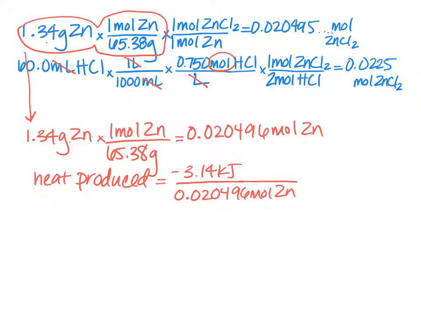So if I want to know how many for 1 mole of zinc, I just need to divide that negative 3.14 kilojoules by the moles of zinc that I calculated. That gives negative 153 kilojoules per mole of zinc. And that would be your final answer.